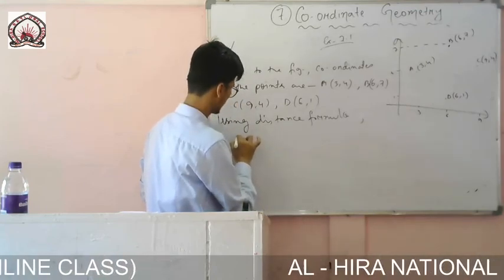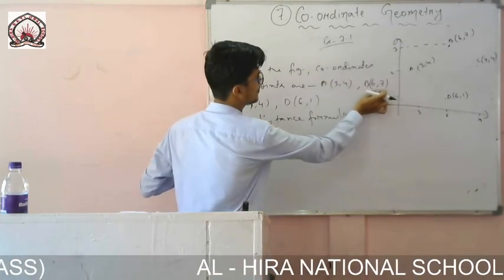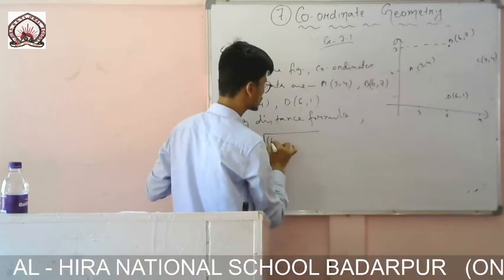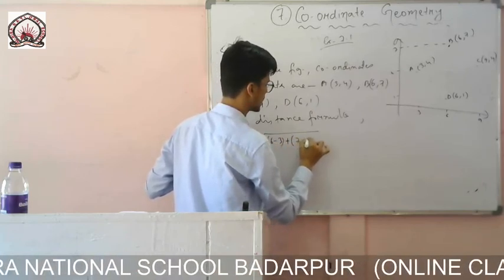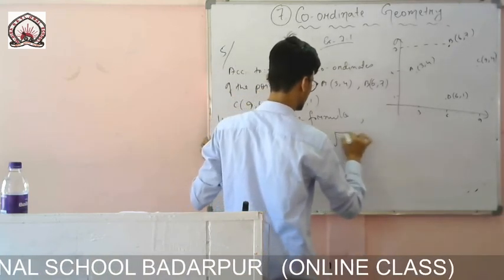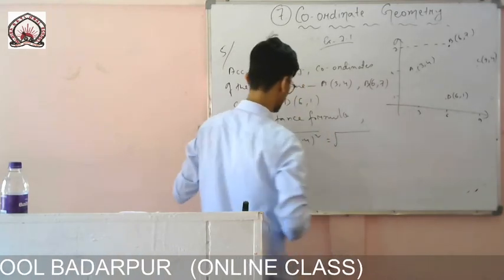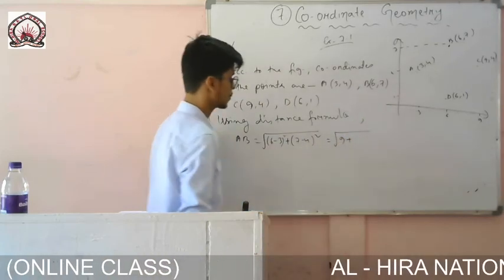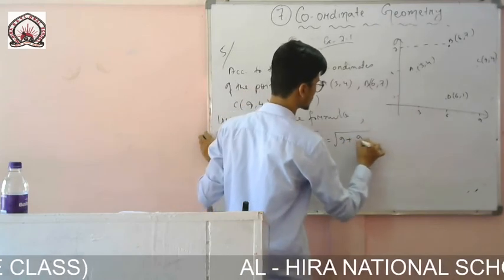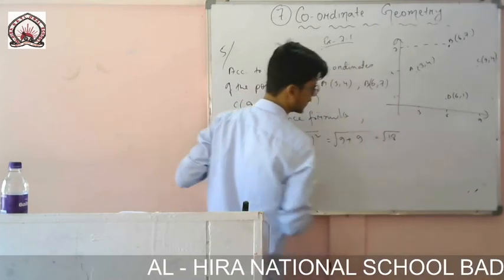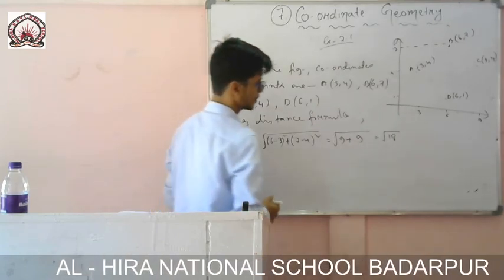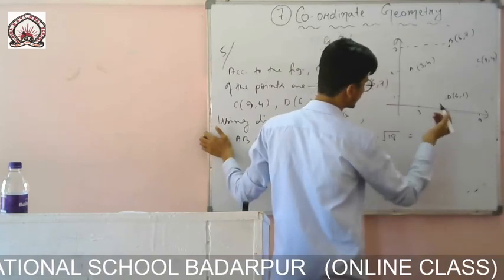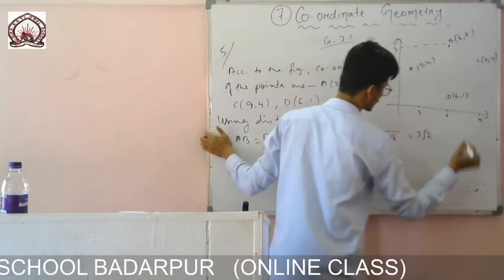I will write AB. This one will be x2, y2, this one x1, y1. So directly I am putting the values. It will be the square root of (6 minus 3) whole square plus (7 minus 4) whole square. If I solve it, 6 minus 3 is 3, so 3 square is 9, plus 7 minus 4, again 3, so 3 square is 9. So 9 plus 9 is 18. So 18 I can write as 9 times 2, so it will be 3 root 2.